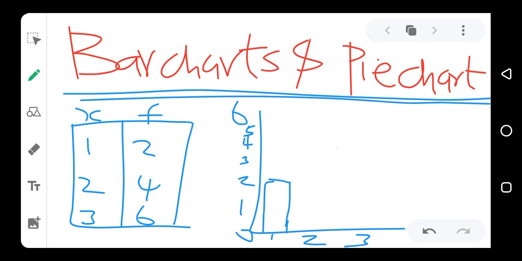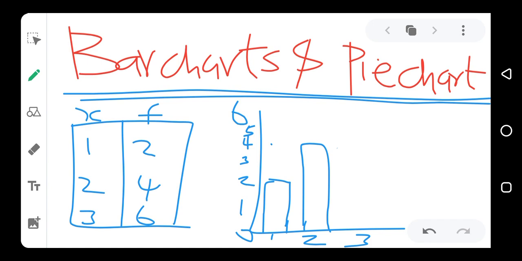This is representing the frequency for number 1. Then for 2, we draw a bar that reaches the point 4. That is for 2. Now for 3, we draw a bar that will reach the point 6, which is the top of this vertical line.